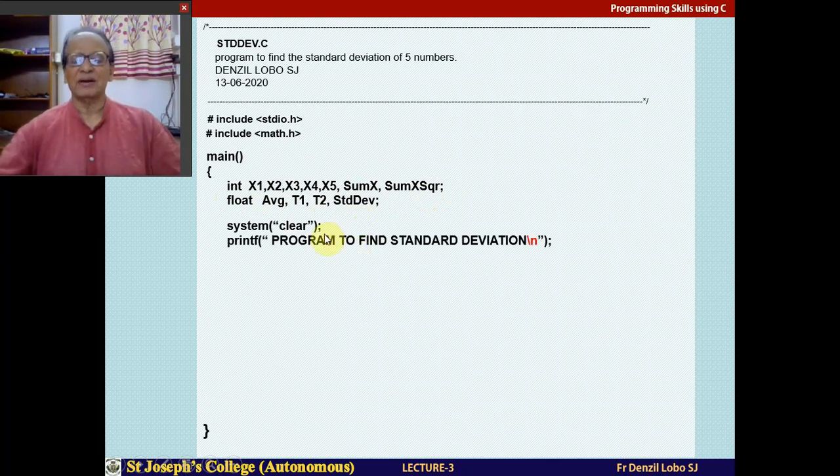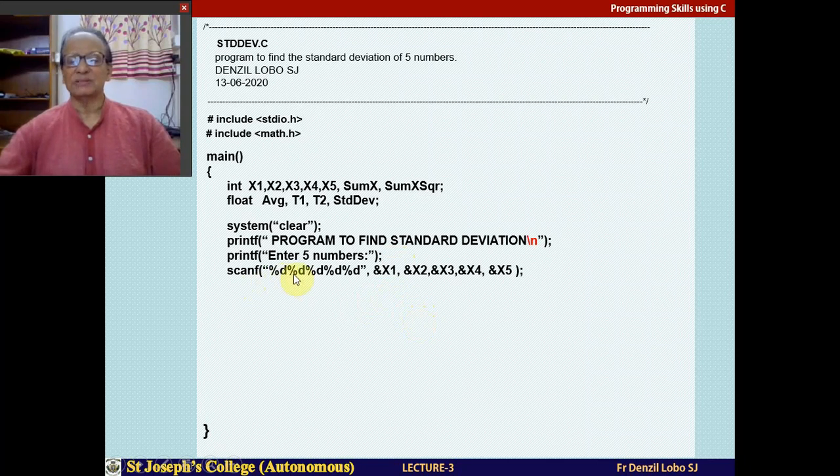Then we clear the screen. Then we give the title, program to find the standard deviation. Remember, slash n means go into the next line. Enter 5 numbers. So we have to give all these prompts, all this instruction to the person who is using your program. Then we scan percentage %d 5 times, ampersand x1, x2, etc. So 5 numbers. The computer will wait for you to enter 5 numbers.